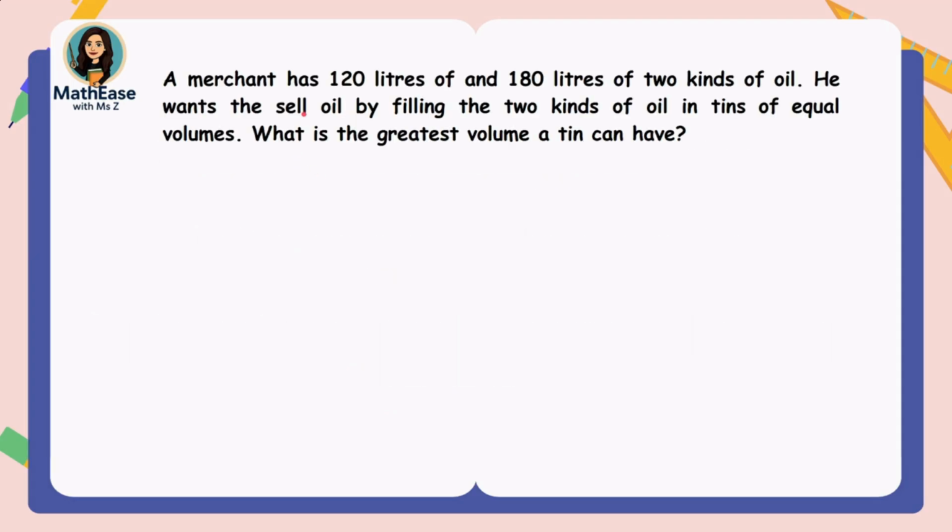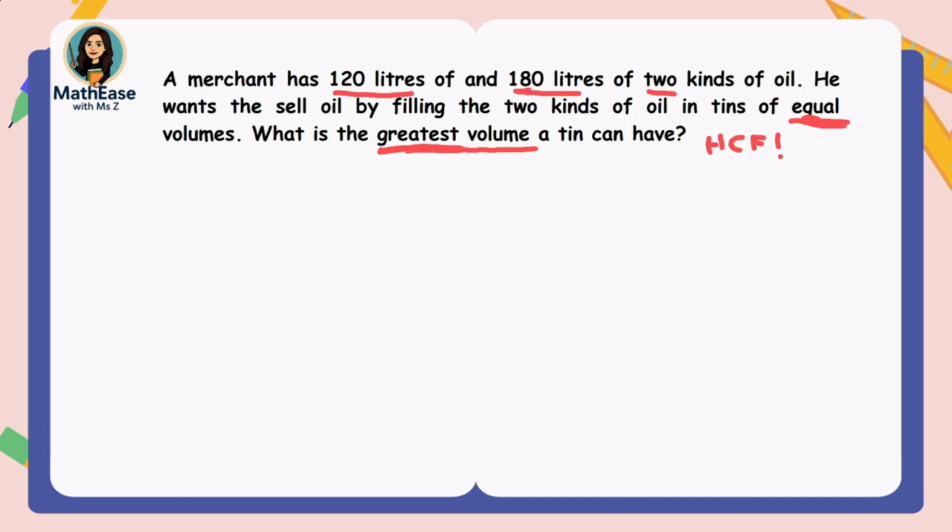A merchant has 120 and 180 liters of two kinds of oil. He wants to sell the oil by filling both kinds into tins of equal volumes. What is the greatest volume a tin can have? Now, if you remember the first point we mentioned before, dividing something into equal parts, you know this problem fits that description perfectly. We are dividing the oil into equal parts and finding the greatest volume a tin can have. The word greatest is a hint in itself. This means we need to find the HCF of 120 and 180.